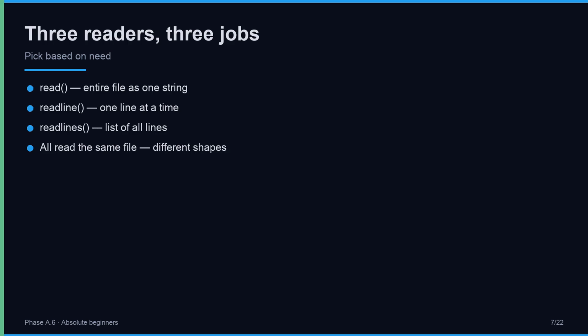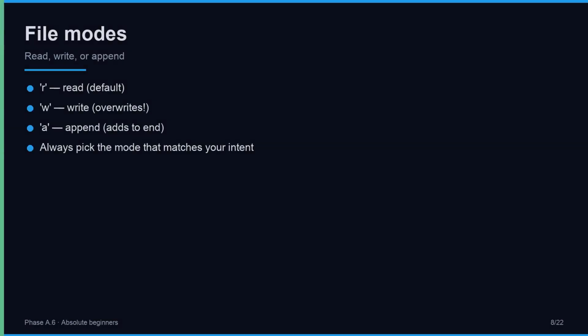3 readers, 3 jobs. Python supports several file modes, but 3 cover almost everything you need. "r" opens for reading, the default, and the safest place to start. "w" opens for writing, and here is the danger, it erases the file first if it already exists. "a" opens for append, which adds new content to the end without touching what is there. Always choose the mode that matches what you actually intend to do.